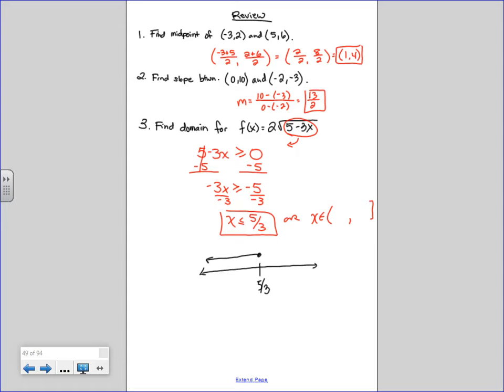Look at the number line graph. What's on the far left? Negative infinity. What's on the far right? You see it? It was tricky. It wasn't greater than or equal to. It was less than or equal to. It was tricky. Alright, switch.